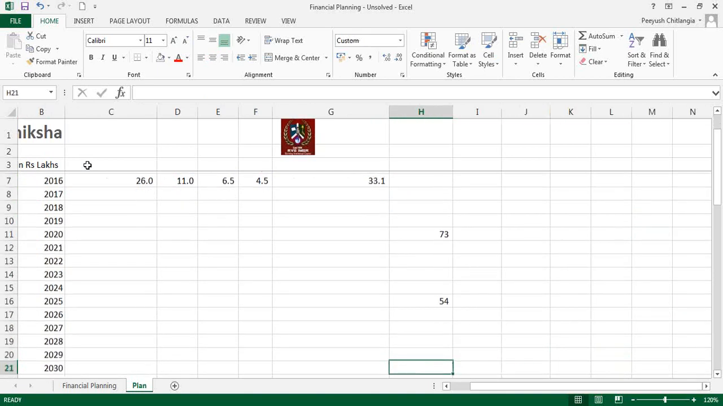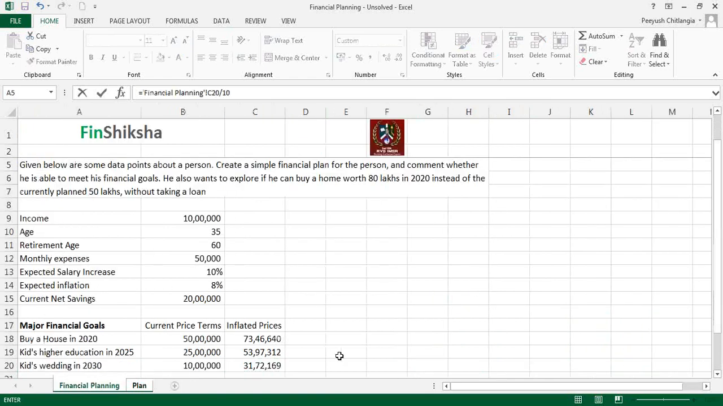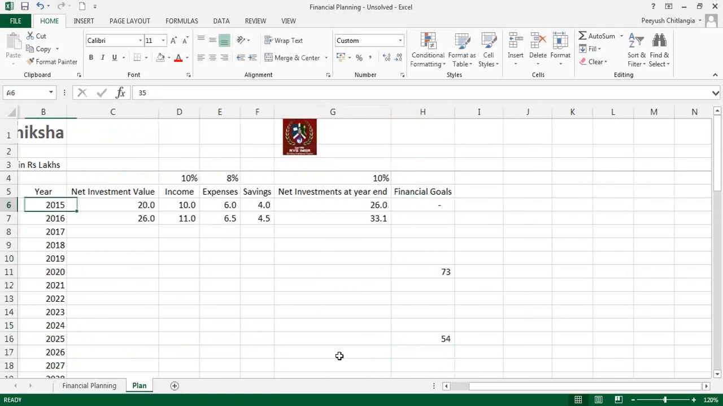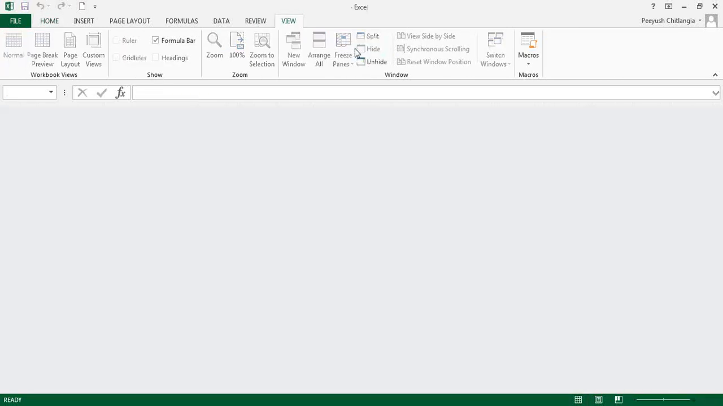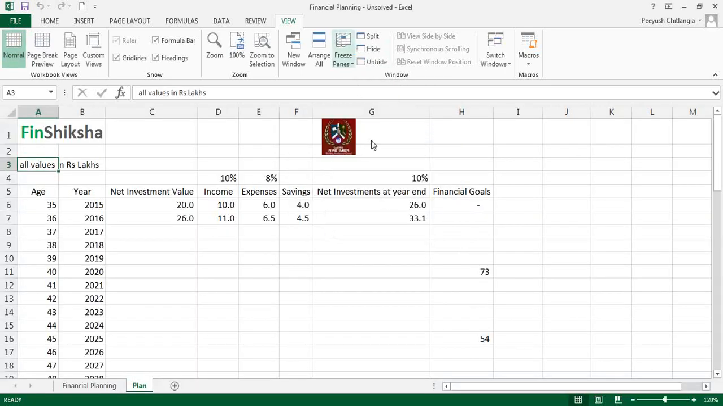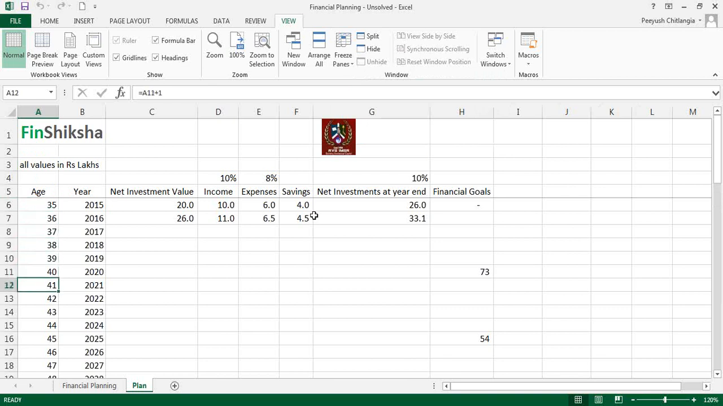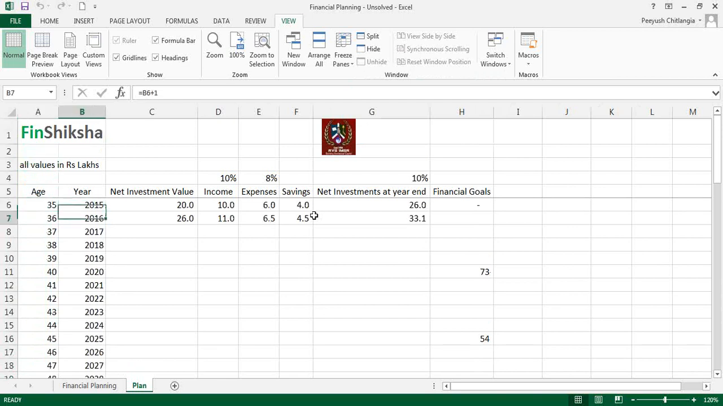And in 2030, there is another financial goal requirement that is going to come in. That is this divided by 10 raised to power 5. 10 raised to power 5 is because a lakh has 5 zeros, correct? So that is where we get this data. Let's actually go and unfreeze the panes and freeze the panes here, so that when we go down, we have the top row clearly established, right?